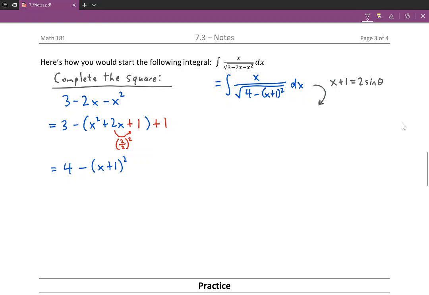Now when we take derivatives, the +1 is a constant that goes away, so we have dx equals 2 cosine theta d theta. Again, we'll put our little note here about theta being between -pi/2 and pi/2 to make sure that sine is 1 to 1. And we'll do our replacements.